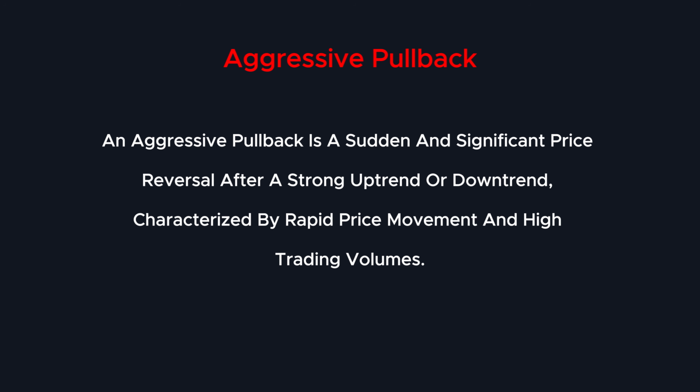An aggressive pullback is a sudden and significant price reversal after a strong uptrend or downtrend, characterized by rapid price movement and high trading volumes. It occurs with a couple of large and heavy momentum candles that quickly retrace a portion of the recent price movement.